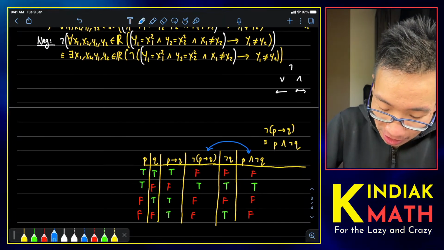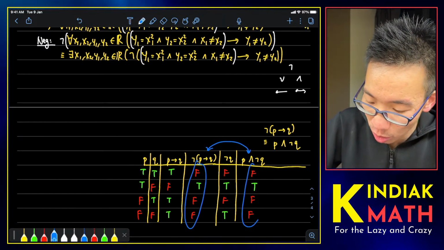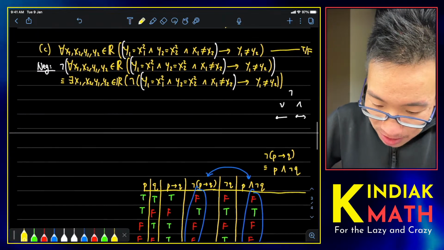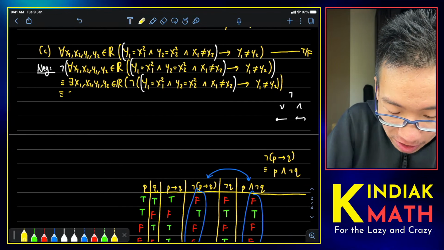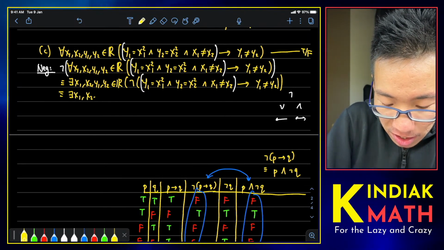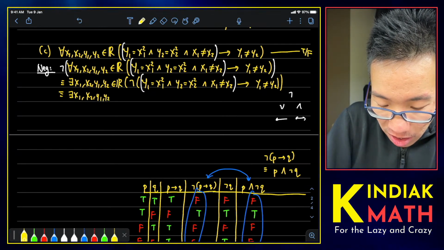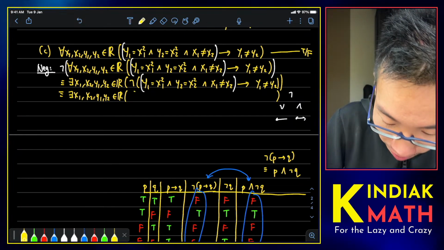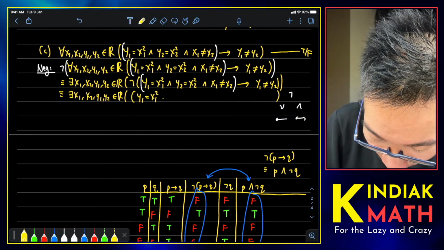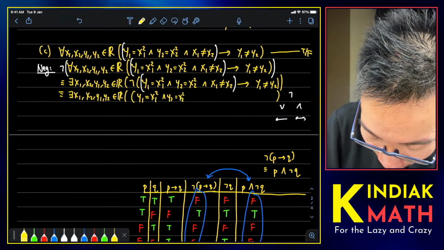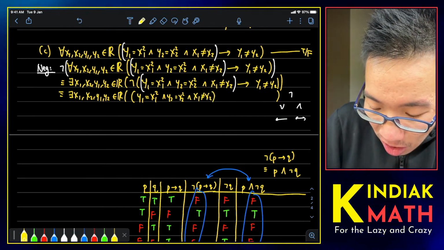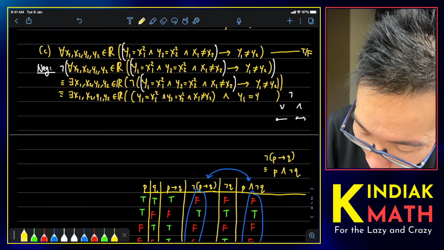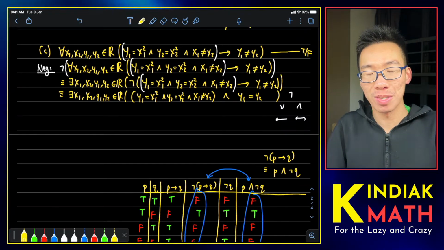And we can indeed check that these two columns do agree with one another. So the negation of the implication is P and not Q, because not of not equals is equals.